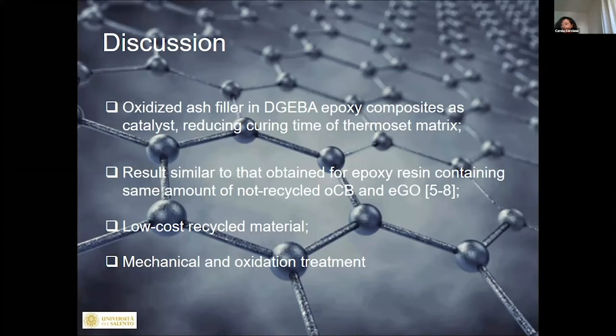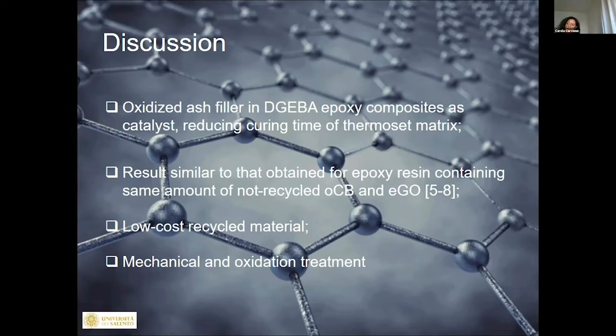The epoxy resin, you know, is the most widely used resin for a lot of industrial applications, such as paints, coatings, adhesives, and also structural applications. These results are similar to those we obtained by using different kinds of carbon-based fillers, such as the graphene oxide that I showed you before, but also in the presence of oxidized carbon black filler.